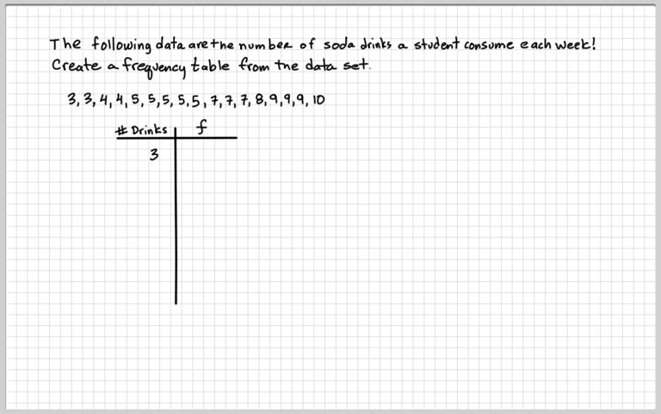So how many students, are they students? We'll pretend that they are. How many of these individuals drink 3 drinks per week? Yes, 2 of them. How many drink 4? 2? How many drink 5? 5 of them. How many drink 7? You can see 3 people, right? So that's why you have a 3 here.